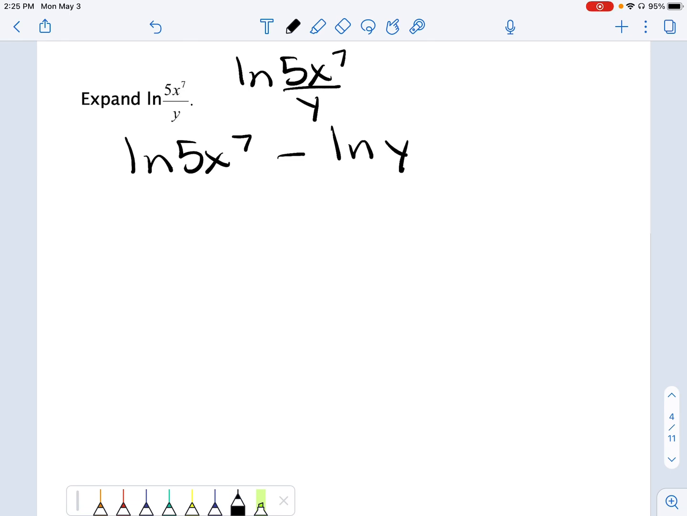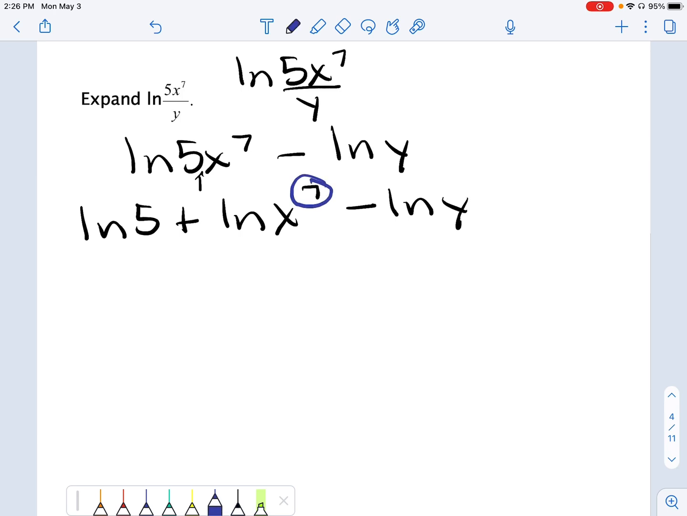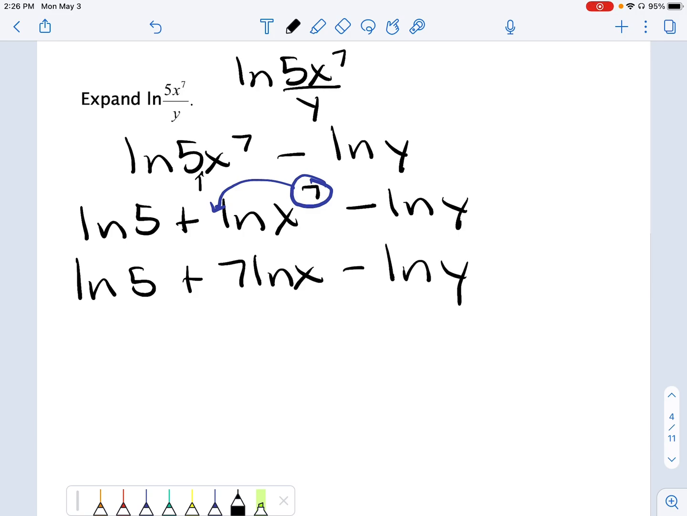Aha! The next thing I want you to see is the little multiplication that's there. So now that turns into addition. The natural log of 5 plus the natural log of x to the 7th minus the natural log of y. One last thing that I want you to see is the exponent. That's going to be put in front. So it's now the natural log of 5 plus 7 times the natural log of x minus the natural log of y. Now that is fully expanded.